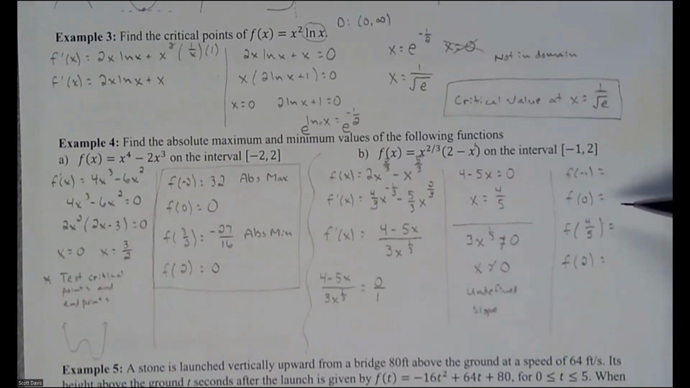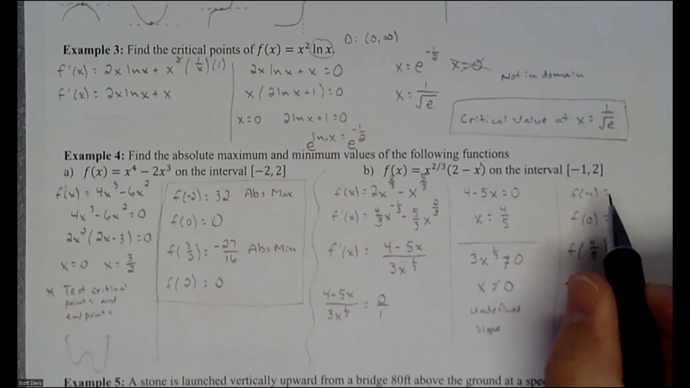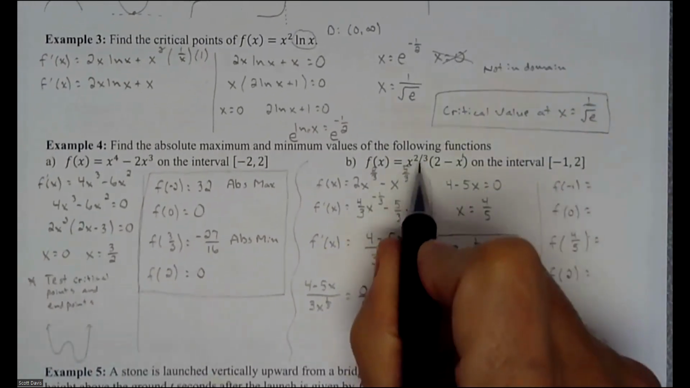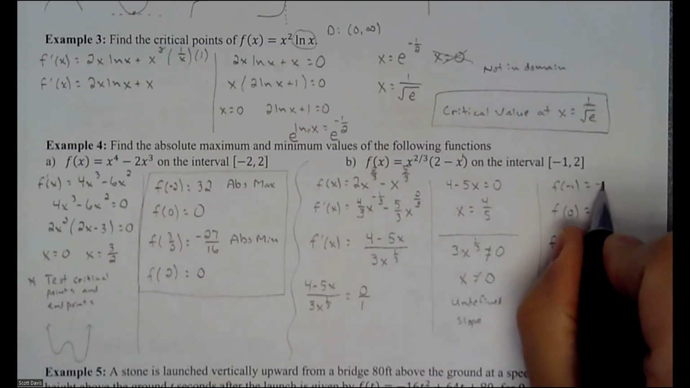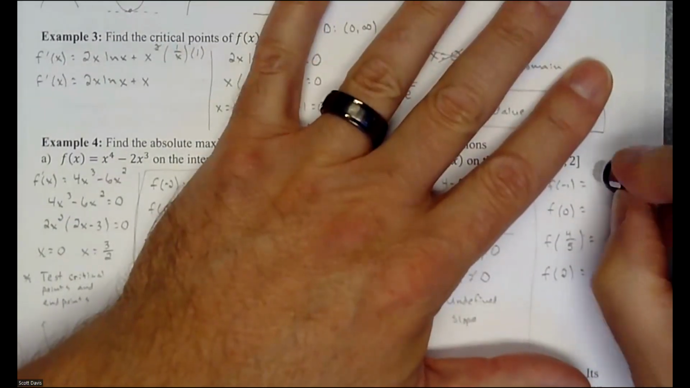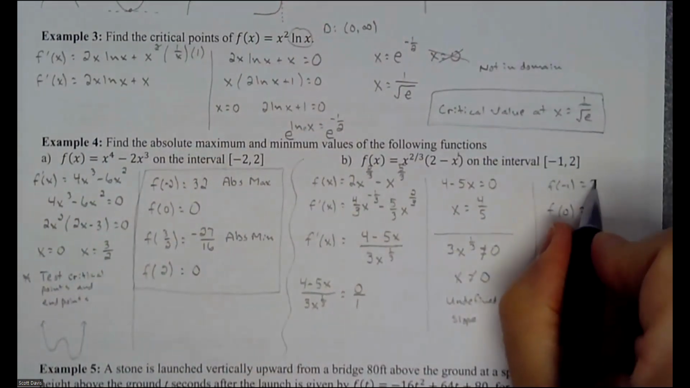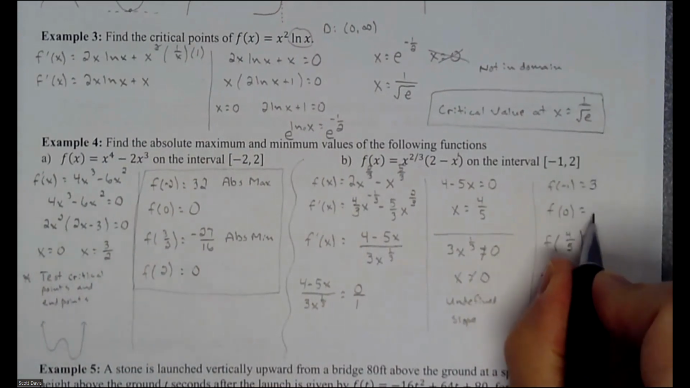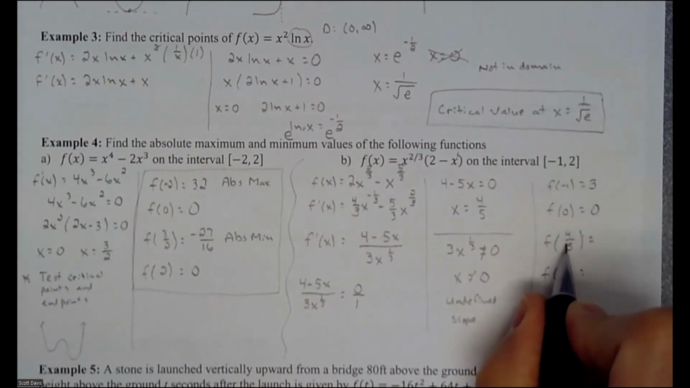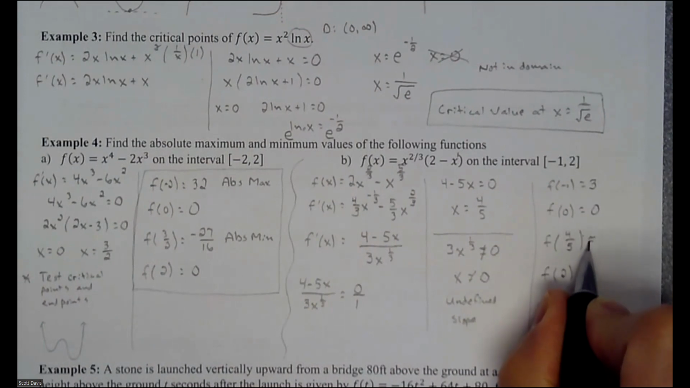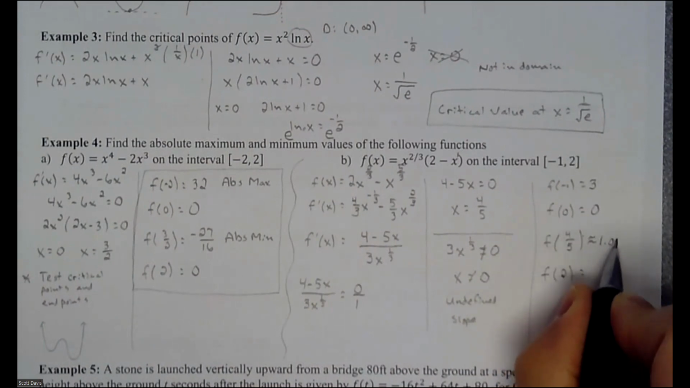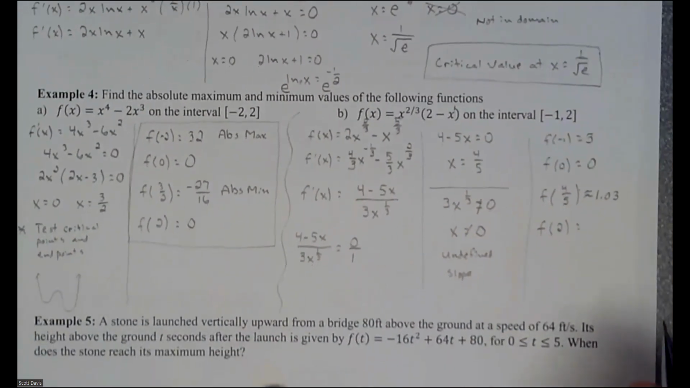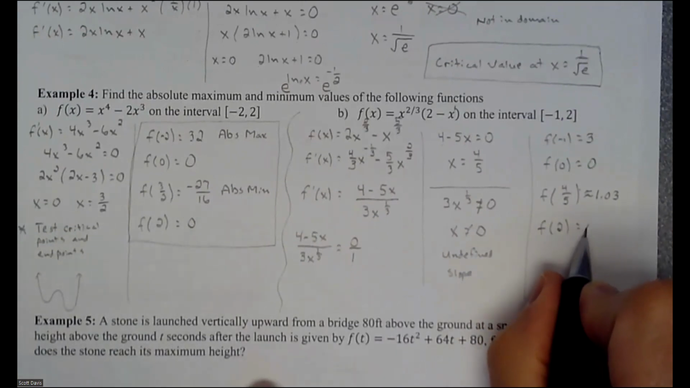So again, now that we have all these values, we can just plug them in. And if we plug in -1 into this equation, that gets us positive 3. If we plug in 0, we get 0. We plug in 4/5, we would get approximately 1.03. And then if we plug in 2, we would get 0.